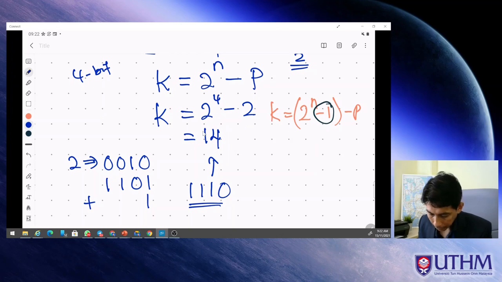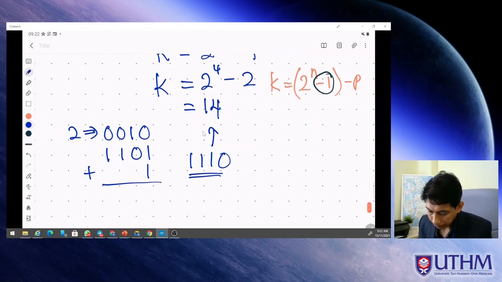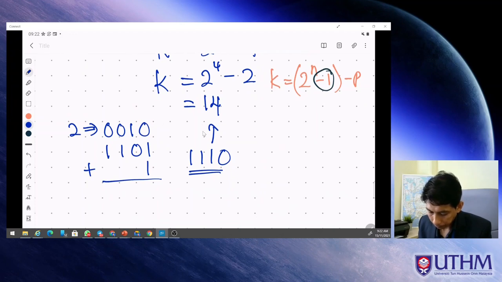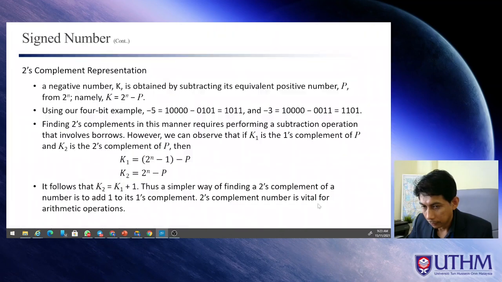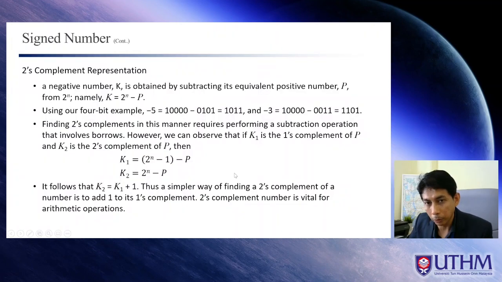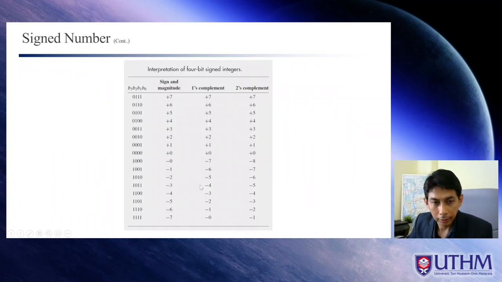So in this case, if you add 1 back, you will have 2 to the power of n. That is why your second complement is actually your first complement plus 1. You get this value, and this is very important. You can see after this that second complement is the most important complement number in computer systems, in the digital world, right? So this is the representation.